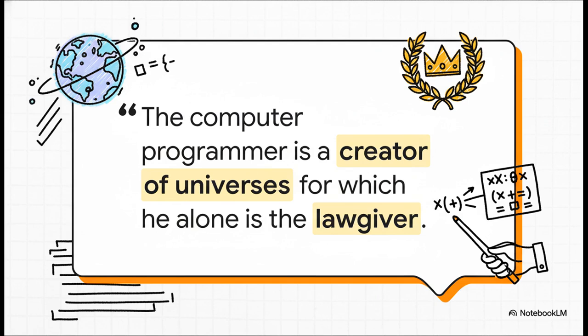There's this great quote from a computer science pioneer, Joseph Weizenbaum. The computer programmer is a creator of universes for which he alone is the lawgiver. It really hits home, right? When you're coding, you're building your own little universe. And when you understand these fundamental rules, you're the one in charge. You're the one making the laws.